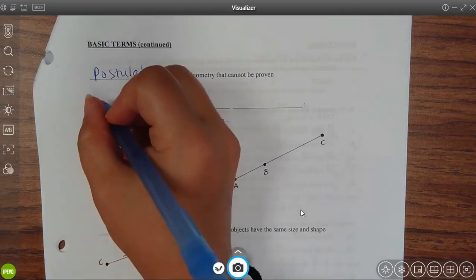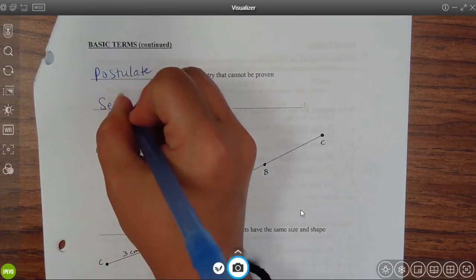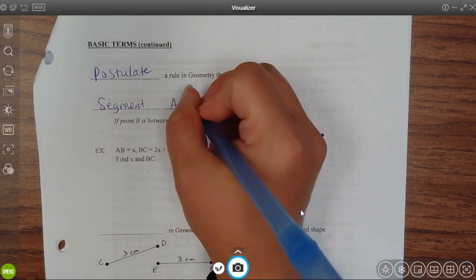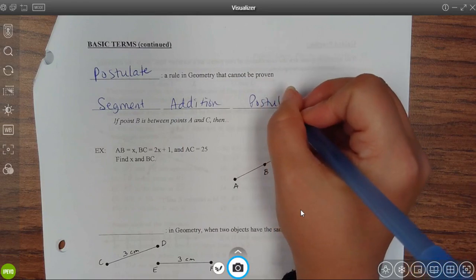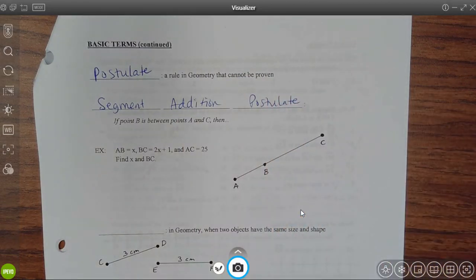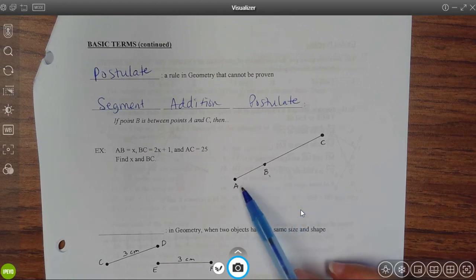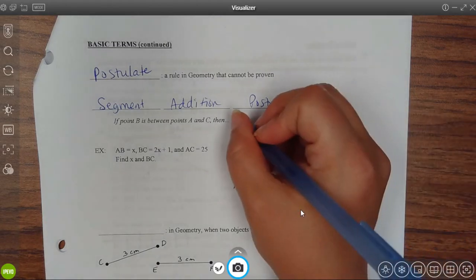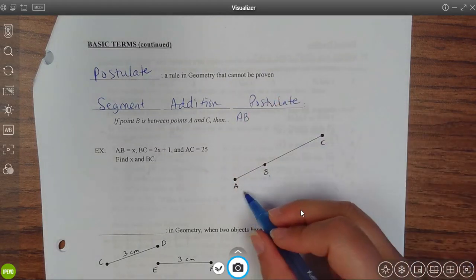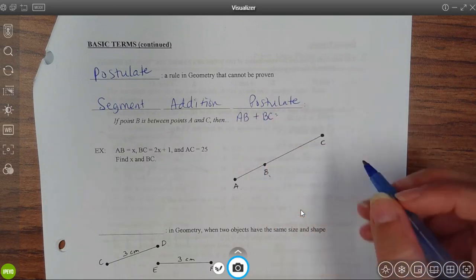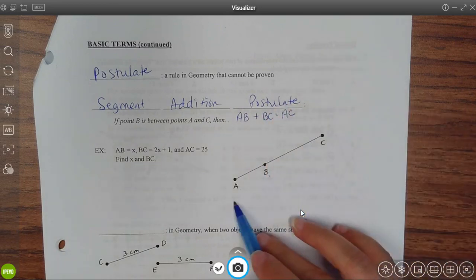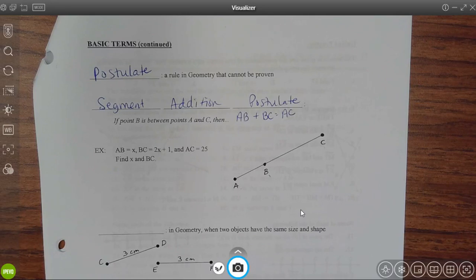First postulate that we're going to look at this year is the segment addition postulate. The segment addition postulate says if point B is between points A and C on a segment, then we take the length of AB and add it to the length of BC, that will equal the length of the entire segment AC.